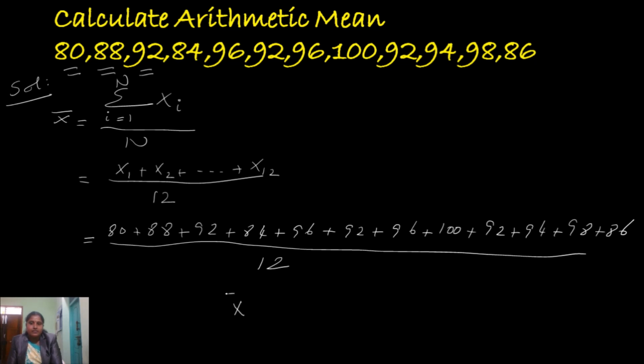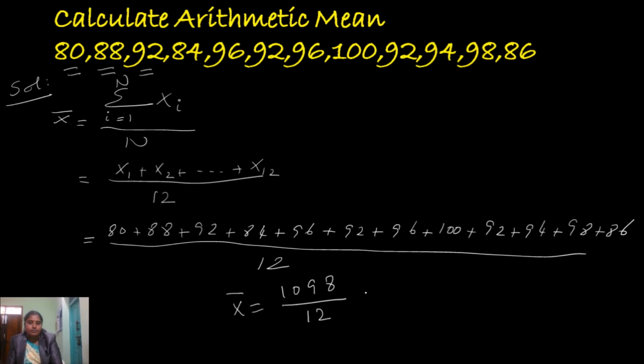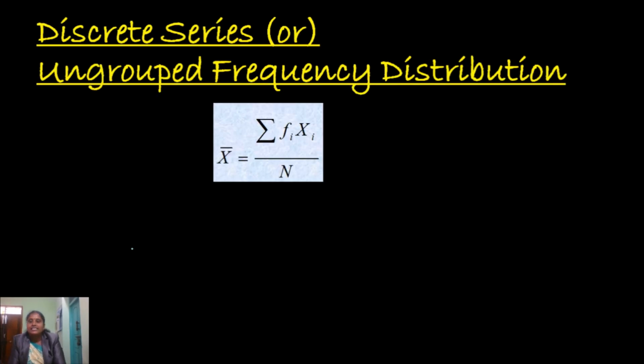So x bar is equal to 1098 divided by 12. When we divide 1098 by 12, we have 91.5. So x bar is equal to 91.5. That is, the arithmetic mean for the given set of observations is 91.5.